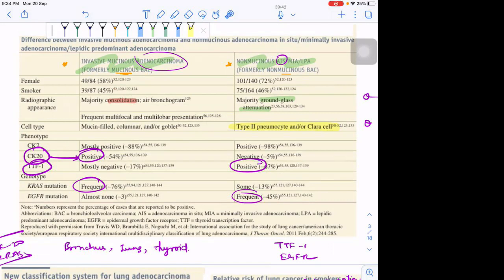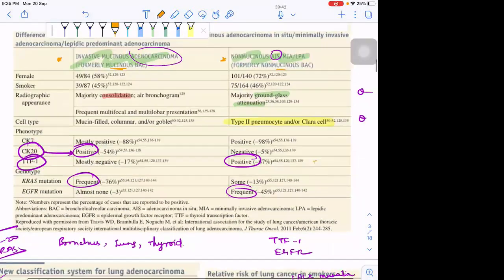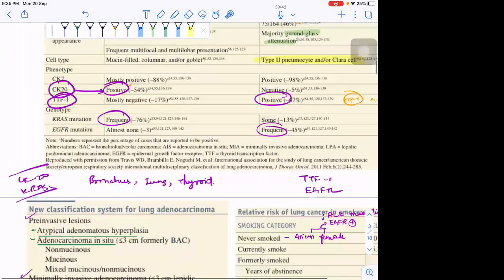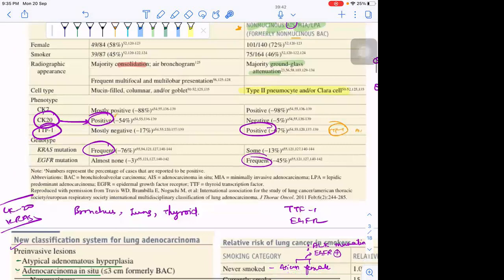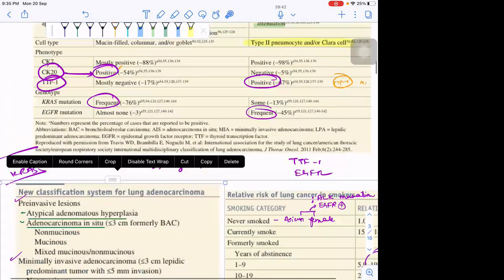Okay. So TTF is thyroid transcription factor. Thyroid transcription factor is present in lung carcinoma, not in thyroid carcinoma. It is an important MCQ. So thyroid transcription factor 1 is present in non-mucinous AIS, and CK20 is positive in invasive mucinous adenocarcinoma. And KRAS is frequent in invasive mucinous adenocarcinoma, and EGFR is common in non-mucinous AIS. So simply remember, CK20 and KRAS will be present in invasive mucinous, and TTF1 and EGFR are present in non-mucinous AIS.